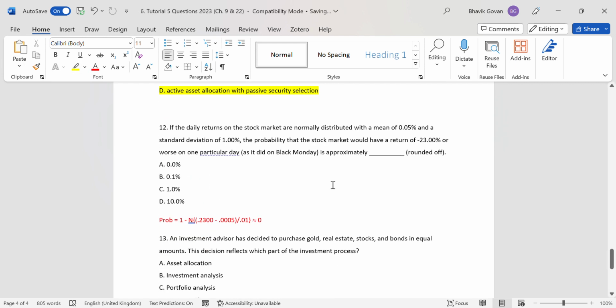If the daily returns on the stock market are normally distributed with a mean of 0.05% and a standard deviation of 1%, the probability that the stock market would have a return of negative 23% or worse on a particular day, as it did on Black Monday, is approximately. So to get the probability, we'll say 1 minus the normal distribution of our Z-score. So this 23% minus 0.05 over 1%, that's basically how you calculate your Z-score. And the answer to this is basically 0.